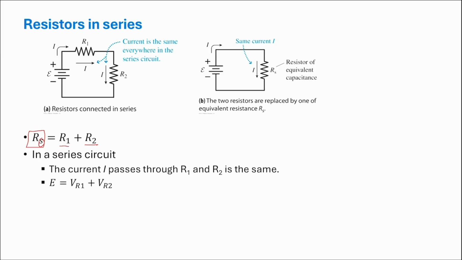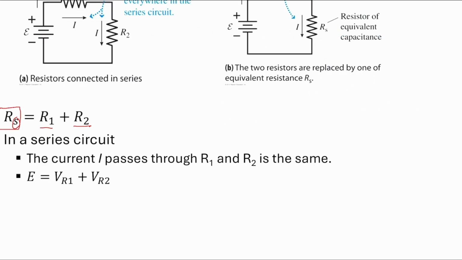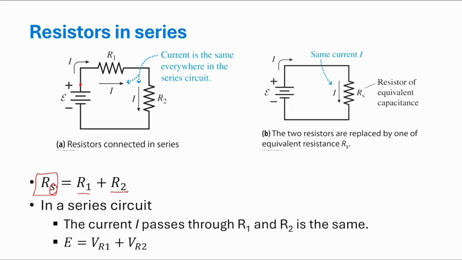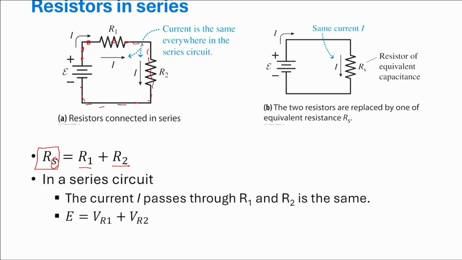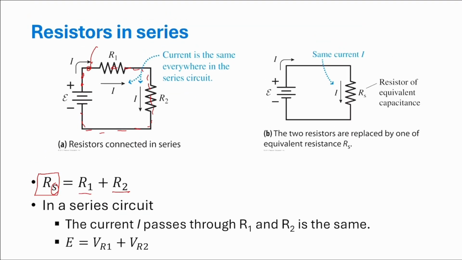In a series resistance, every point along here will have the same current. However, the voltages V1 and V2 will be different because I is the same, but the R can be different, unless R1 equals R2. In this special case, they are the same.